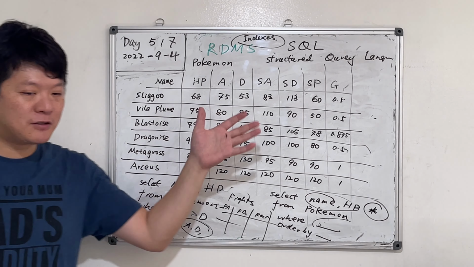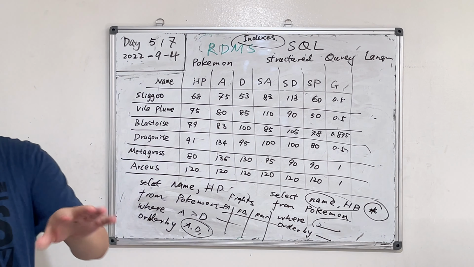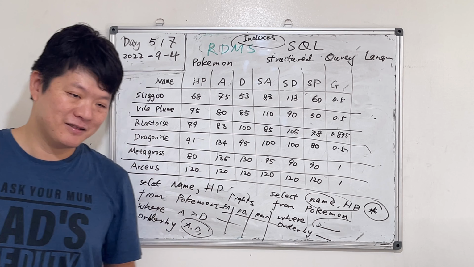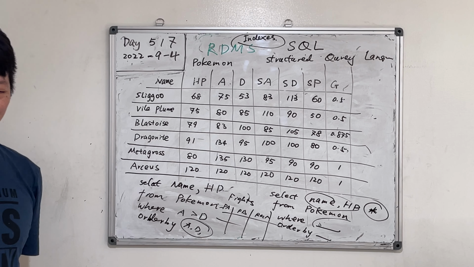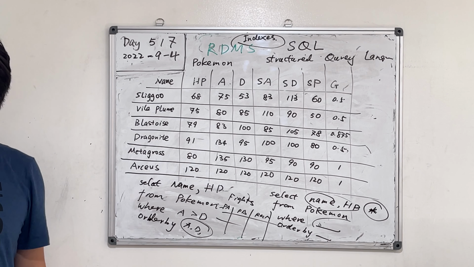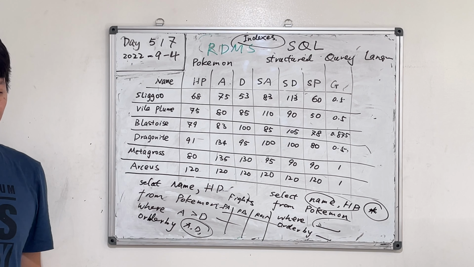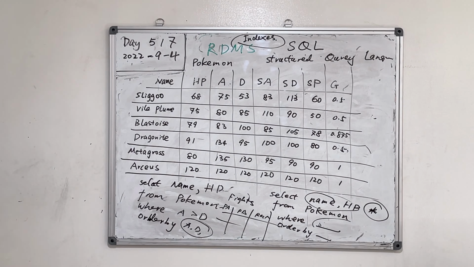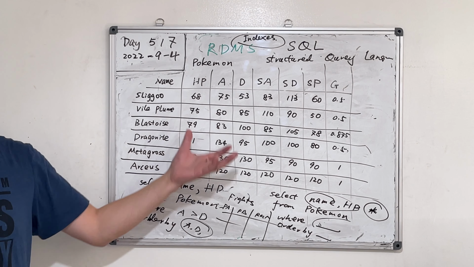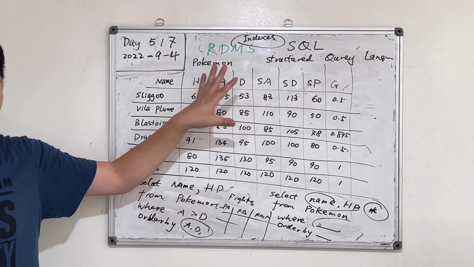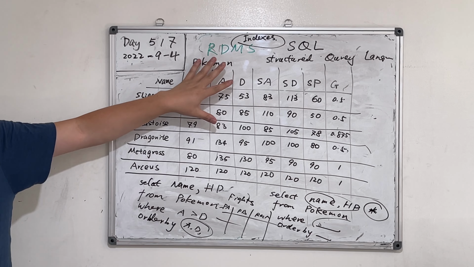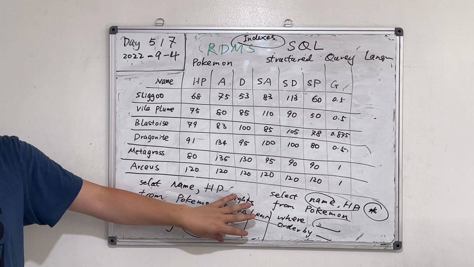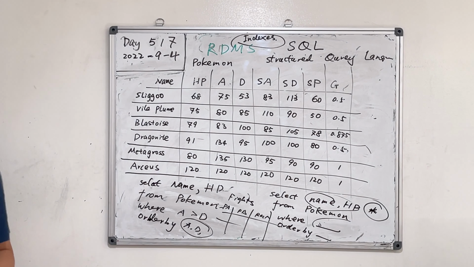The point of this relational database is that we can store the data in different tables. So one table stores the basic stats of Pokemon, and one table stores the fight results. What else do you have in your Pokemon?